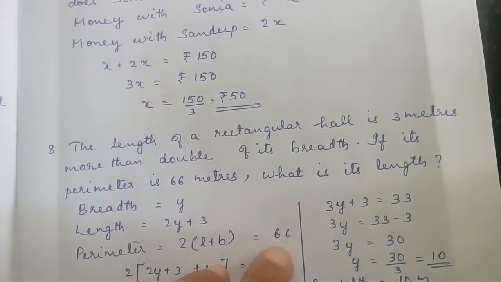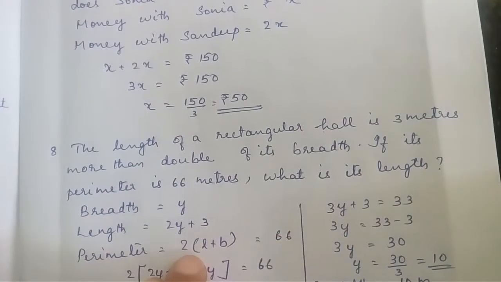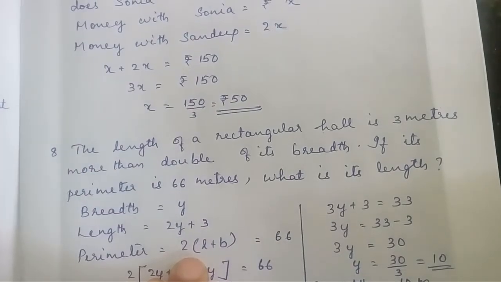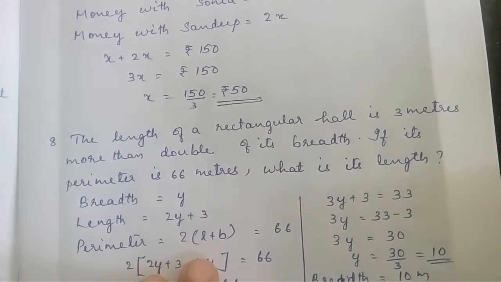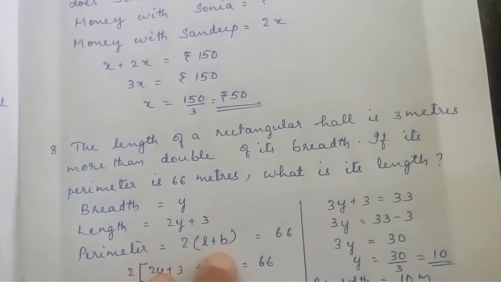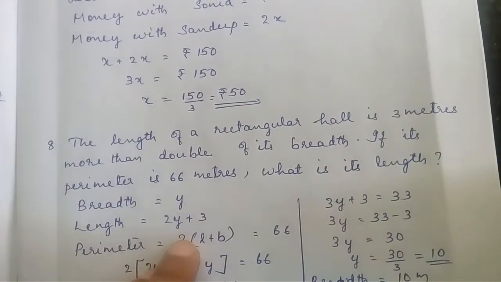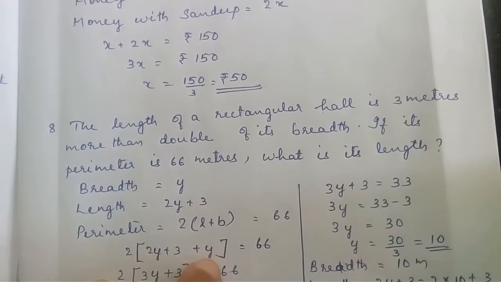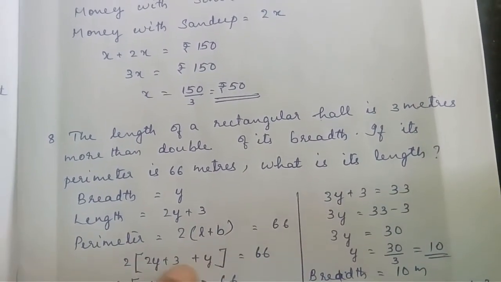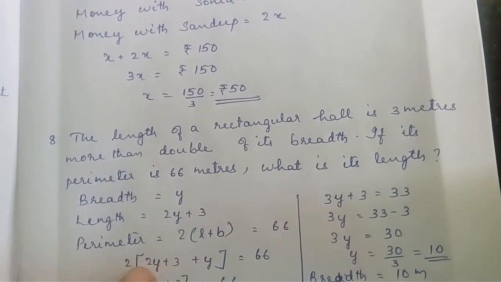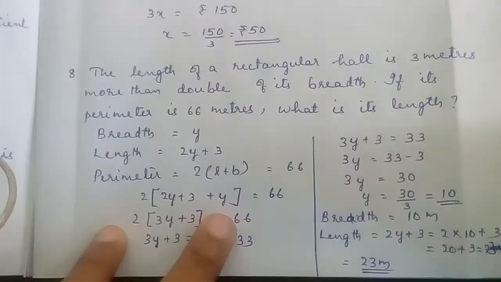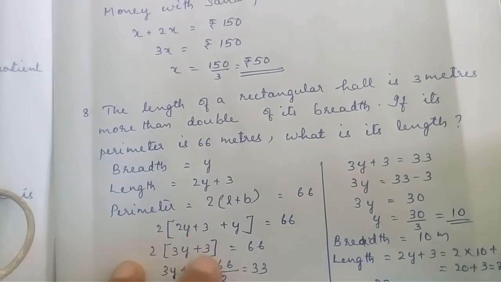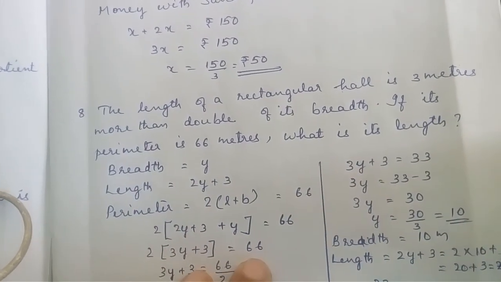Then perimeter is given as 66. We know the perimeter of a rectangle is 2 into L plus B. So we can substitute this L and B by 2y plus 3 and y. So 2 into 2y plus 3 plus y is equal to 66. In the bracket, we can see the like terms 2y and y. So add it, 3y plus 3 is equal to 66.